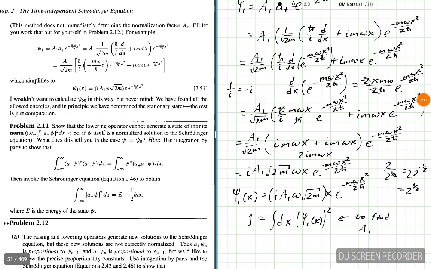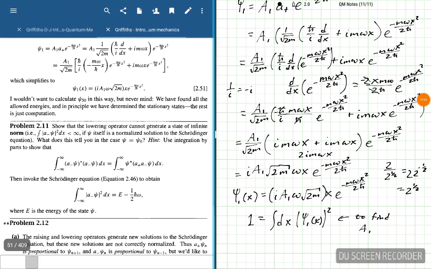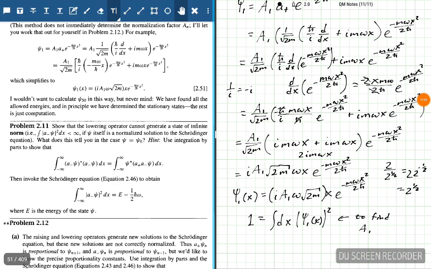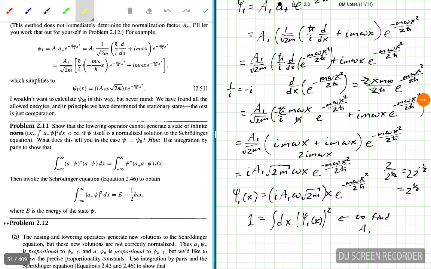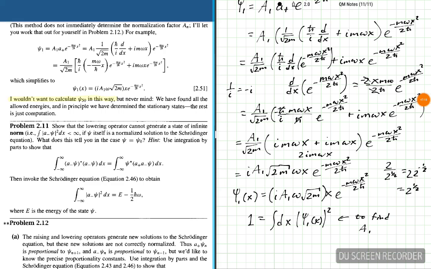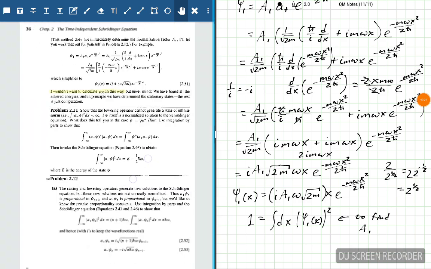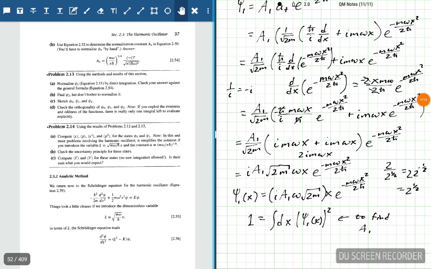And we could find it for any n using this method. As he points out here, I would not want to calculate psi 50, which is reasonable, but you could do it. It'd be annoying, but it's not impossible. So there we go. That's the end of harmonic oscillators. That one was a bit longer than the other two, but I had more time today.